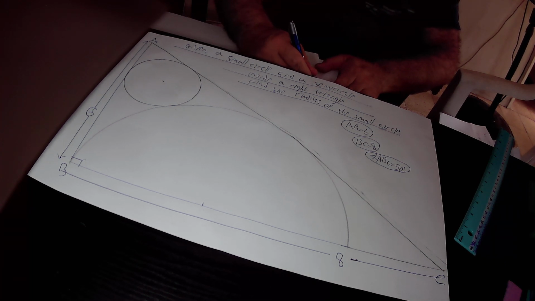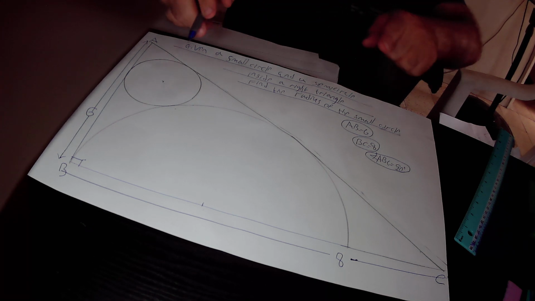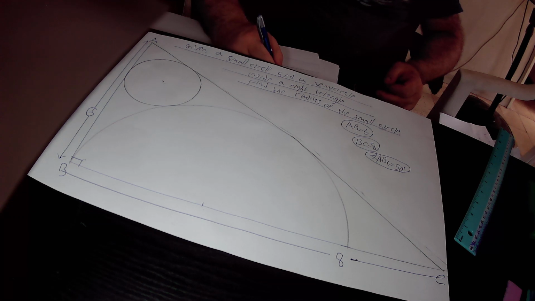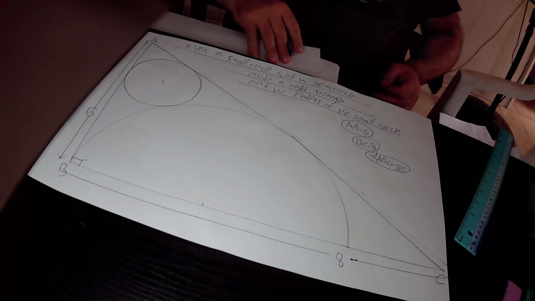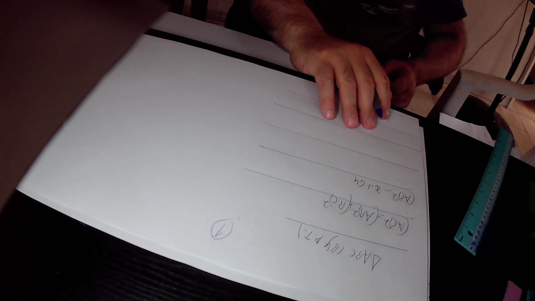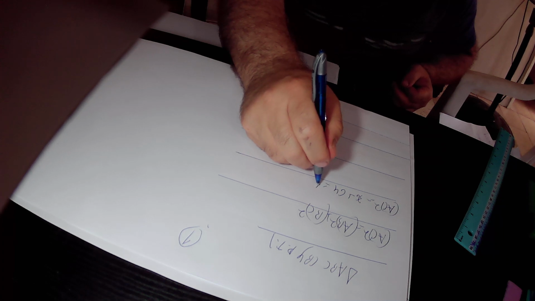AC square equals AB square. AB is 6, therefore AB square is 6 squared, that is 36, plus BC square. BC is 8, therefore BC square is 8 squared, that is 64. So in conclusion, we found out that AC square equals 36 plus 64, that is 100.